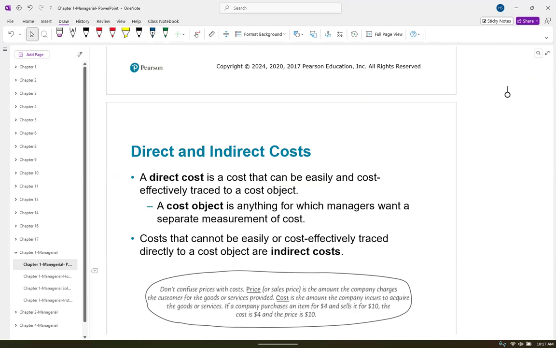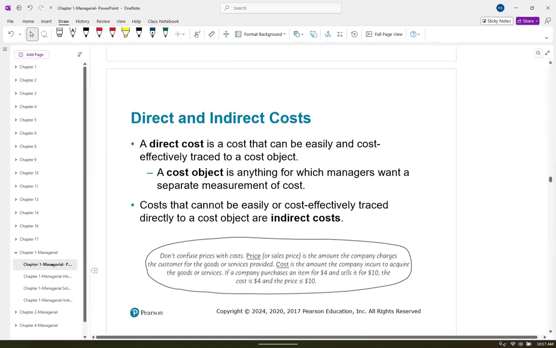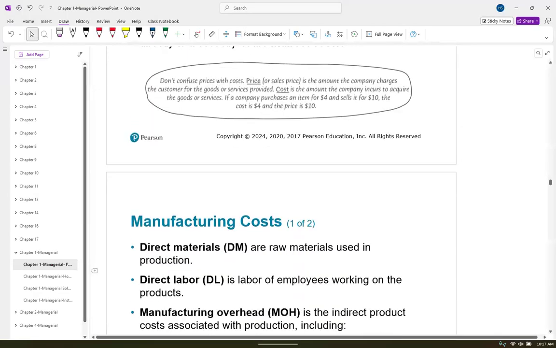I like that they put this: don't confuse prices with cost. Price is what we would go to the store and buy that bag of chips for, but that's not the cost of that bag of chips, because obviously Frito-Lay is in it to make money. If they're not making money, they're going to stop making chips and find something else to do to make money. So we're talking about the cost. Don't get confused between the sale and the cost.